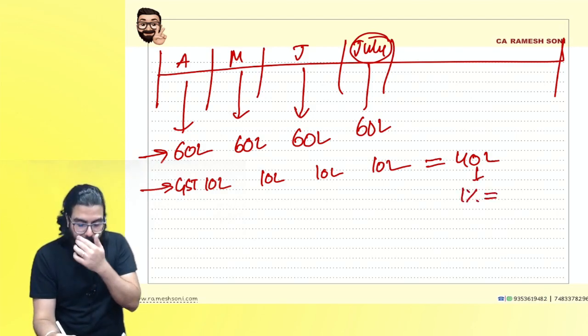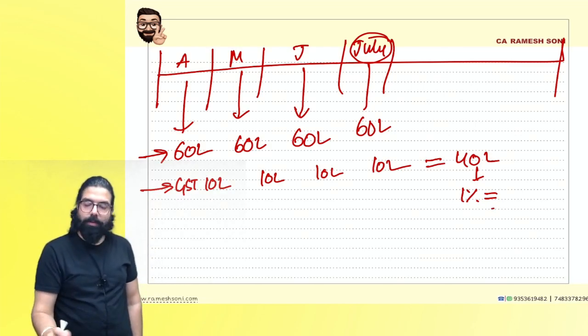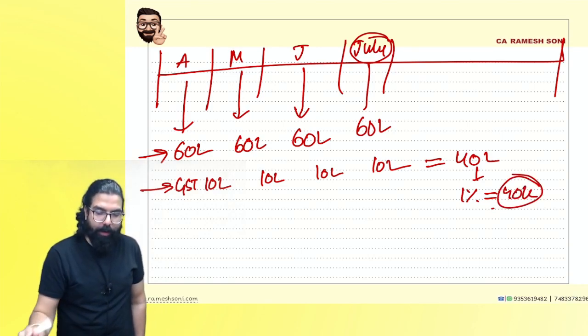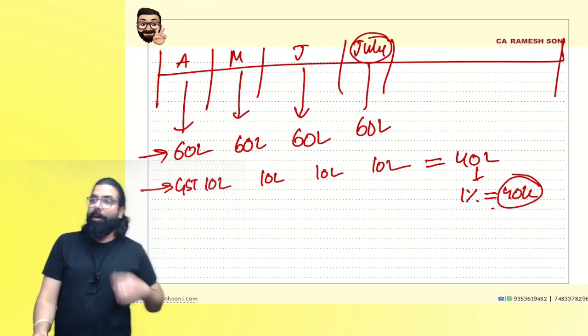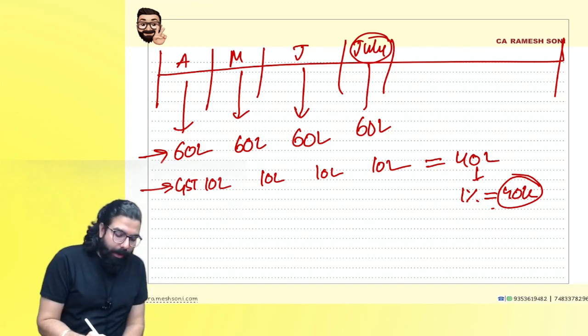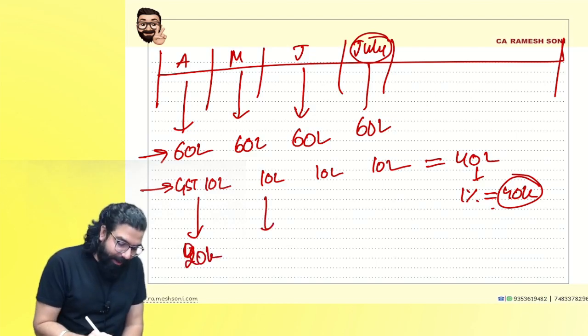1% is how much? 40,000. Take out your calculator whenever in doubt. Everyone over here. Now 40,000 you have to pay in cash. For an example, in the first month, April, I had already paid 20,000 in cash.